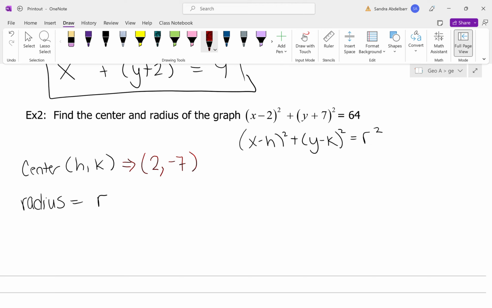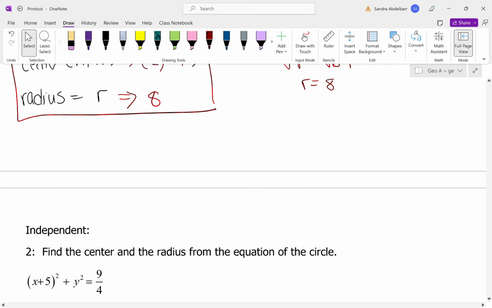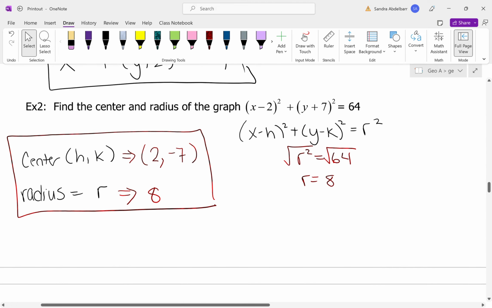Remember, the signs for our center point are always the opposite of what's in the parentheses. So since it's a -2, it's a +2. Since it's a +7, it's a -7. It's always the opposite of the sign in the parentheses. Who thinks they know the radius? So? Good. The radius squared is 64. So the radius is the square root of 64, which is 8. Perfect. All right, you all do independent number 2 right now on your own.